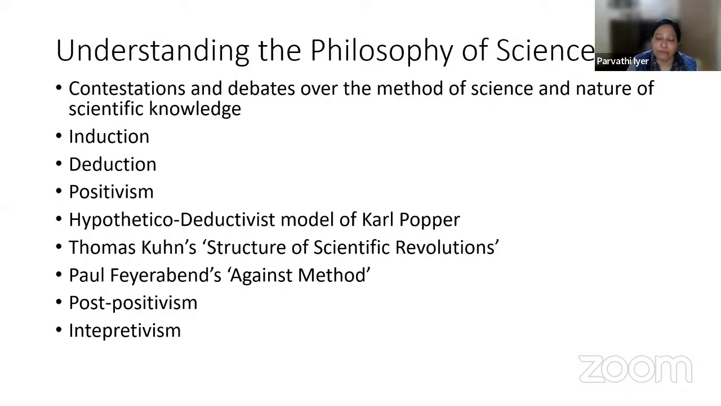So the larger point I'm trying to make is that at different points of time, there is no such thing called the scientific method actually. Of course, we have a certain conception of what the scientific method should entail. But if you look at the history of scientific knowledge through the lens or prism of philosophy of science, you will see that there have been these debates. Positivism, again, had a certain vision of science.